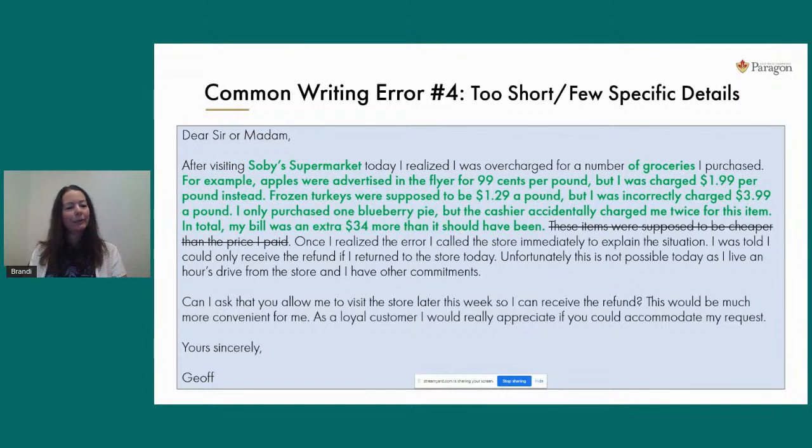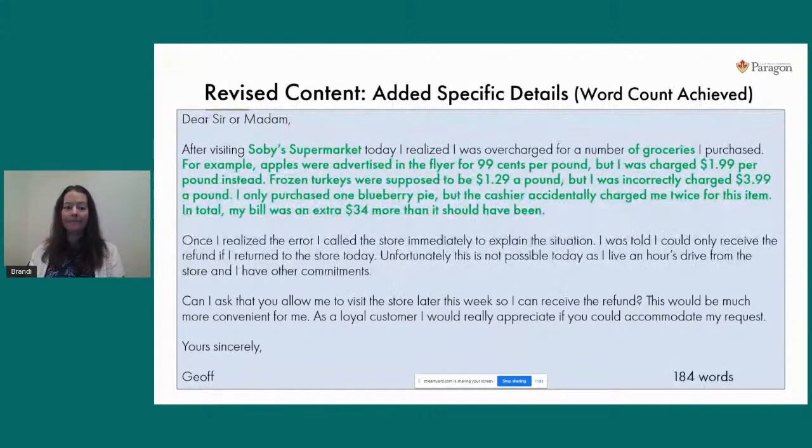And then when we continue reading, it says, once I realized the error, I called the store immediately to explain. So this is a new idea, right? So we're just going to move that down into a separate paragraph. So this is much more effective. You've now got your opening paragraph all about the problems, and then the next 2 points are discussed below that in separate paragraphs. And magically, there's our word count.